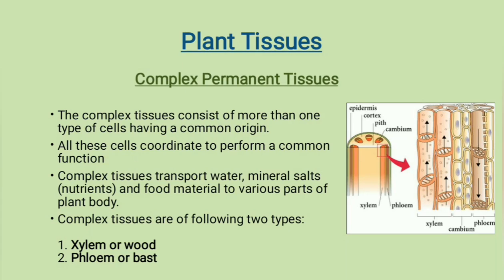So the complex tissues consist of more than one type of cells having common origin. All these cells coordinate to perform a common function. Complex tissues transport water, mineral salts and food materials to various parts of the plant body. And basically the complex tissues are of two types, xylem and phloem. Xylem is also called wood and phloem is also called bast.